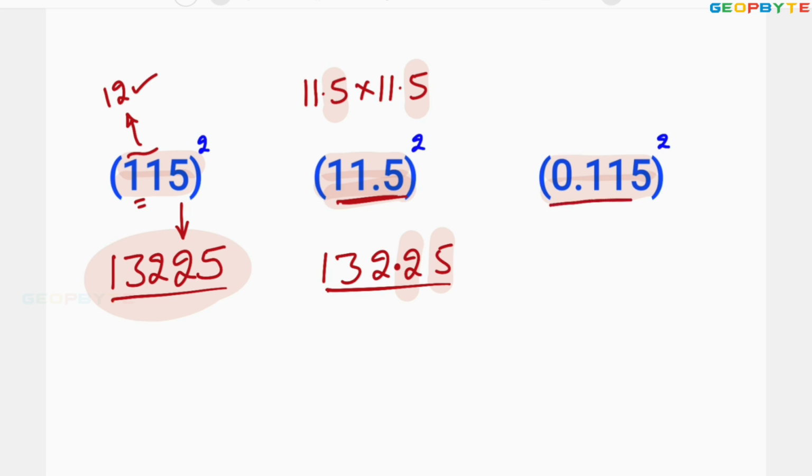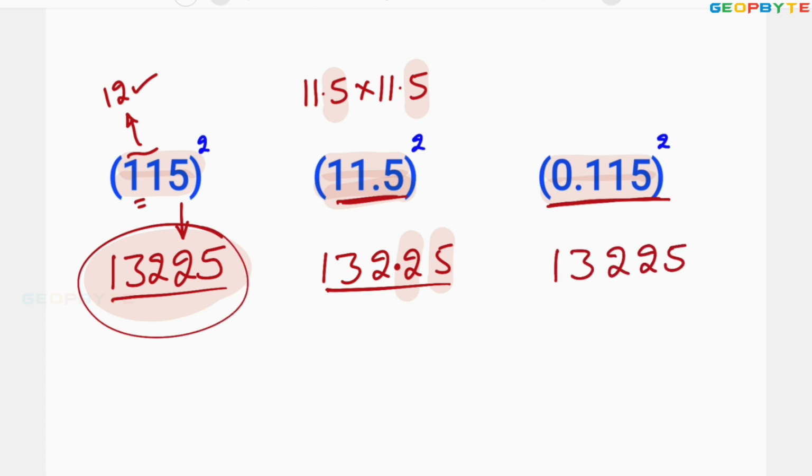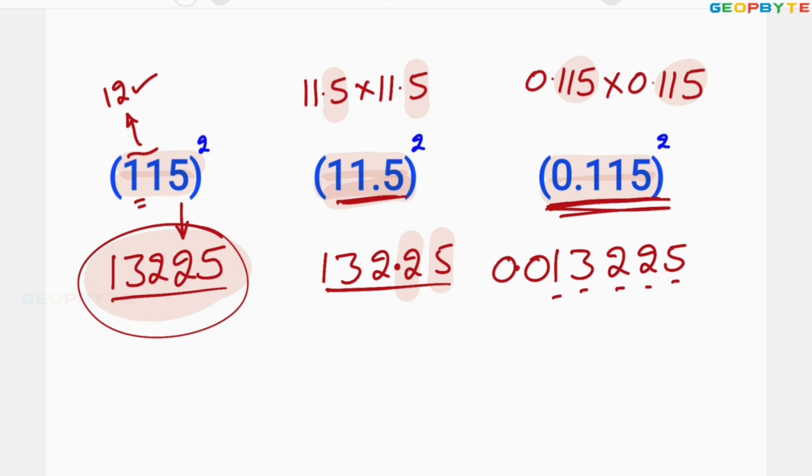Similarly, for 0.115 whole square also, you take the same value 13225. This 0.115 whole square I can write as 0.115 into 0.115. You count the number of digits after decimal point. 3 plus 3, 6. You make a decimal point after 6 digits. 1, 2, 3, 4, 5, 6. Make it 0. So 0.013225 be the value of 0.115 whole square.